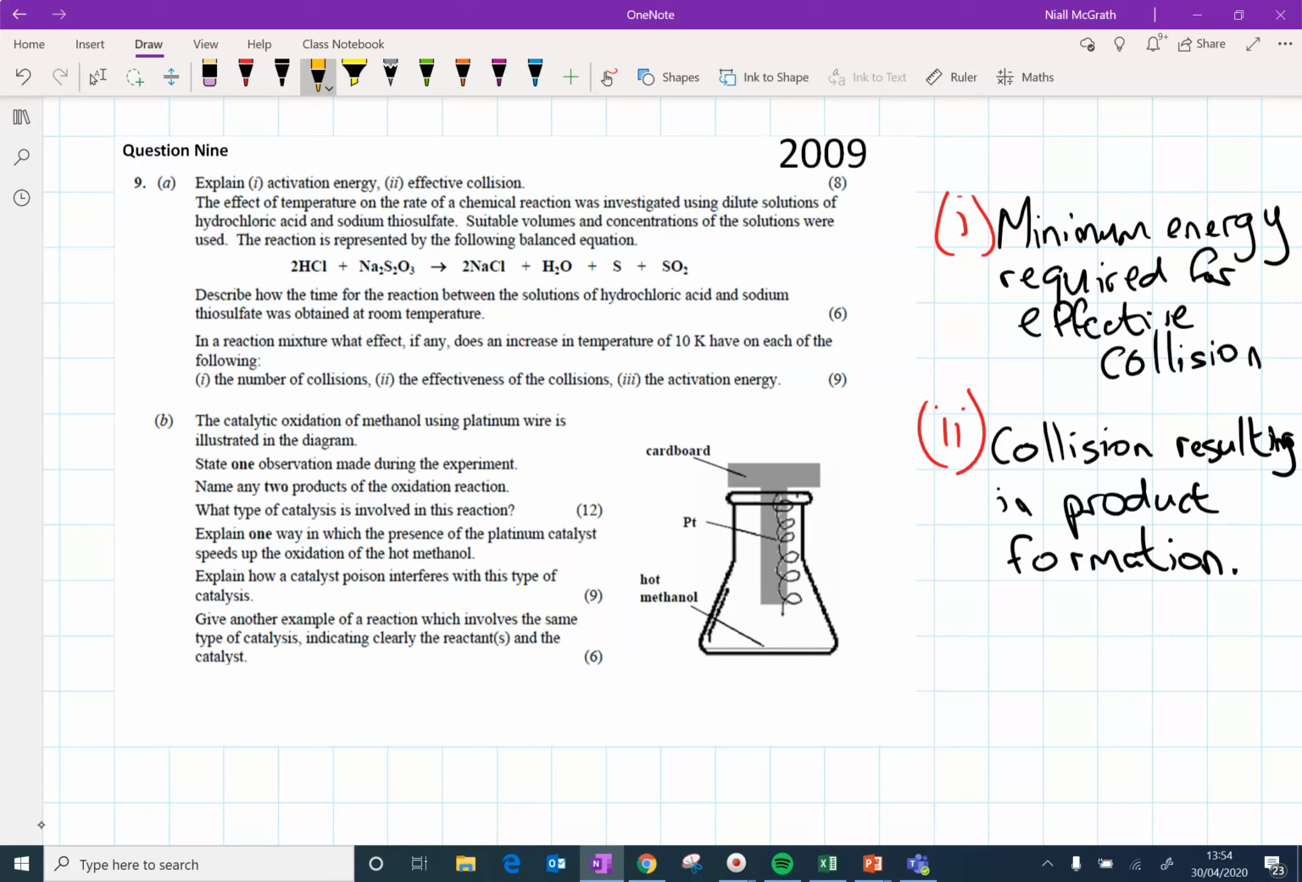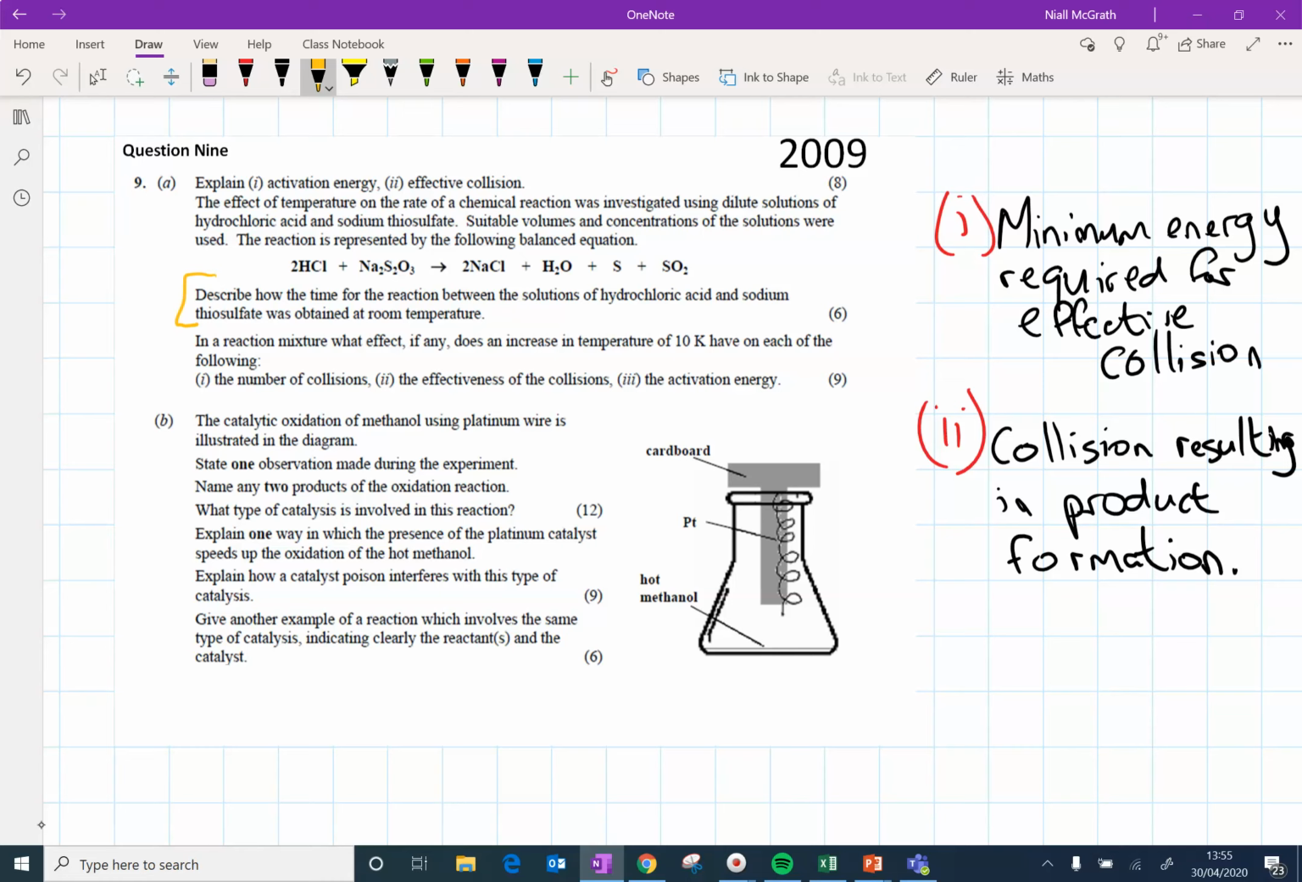This part of the question doesn't even have a letter or number associated with it, but it has 6 parts going, so make sure you include it as part of part A. Describe how the time for the reaction between the solutions of HCl and sodium thiosulfate was obtained. Add your two reactants together, hydrochloric acid and sodium thiosulfate, and start your stopwatch. Observe the reaction until you can't see the X anymore, the black ink X underneath the conical flask, and you stop your stopwatch. You just record your time. Hopefully a pretty simple 6 marks there.